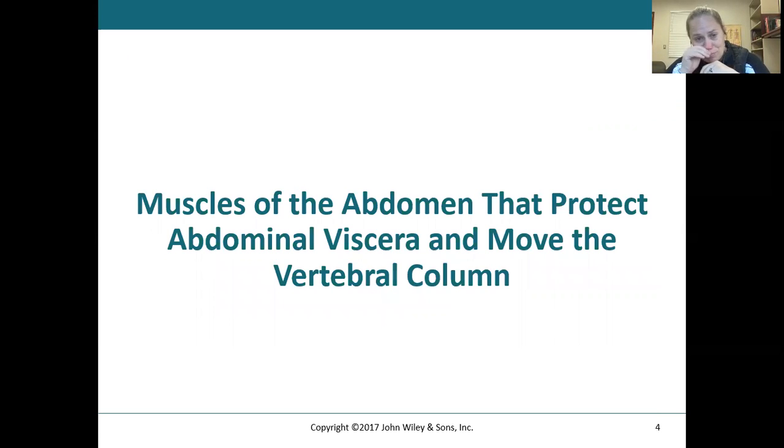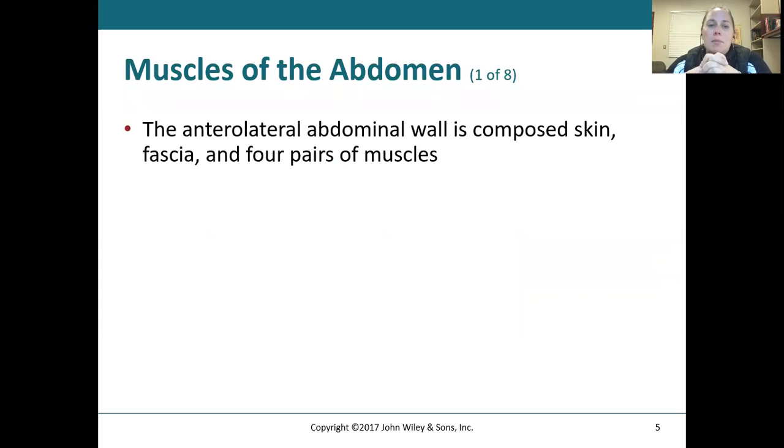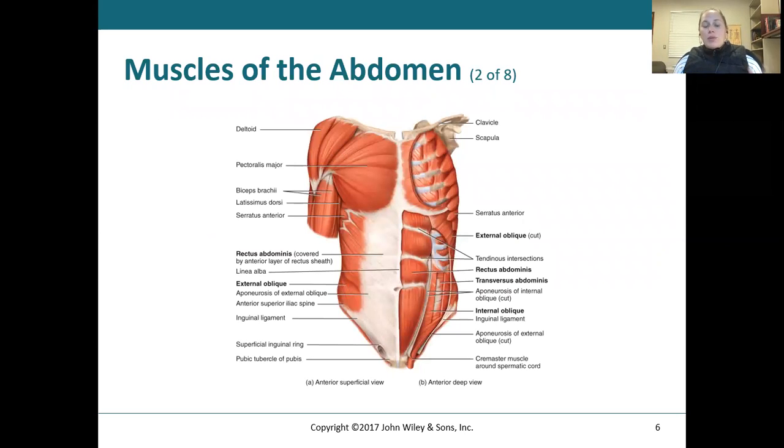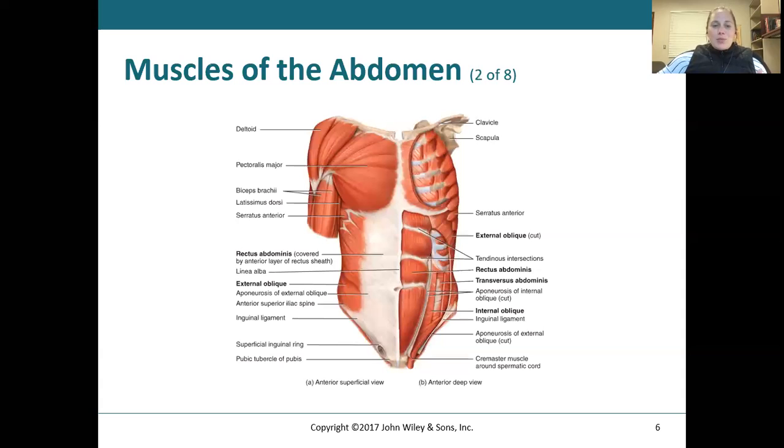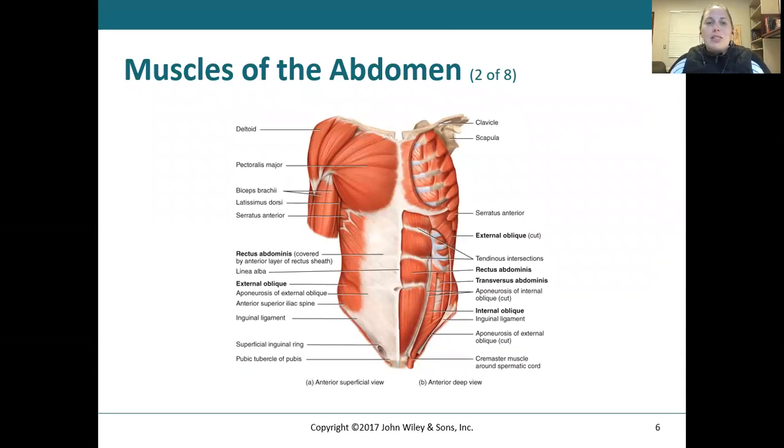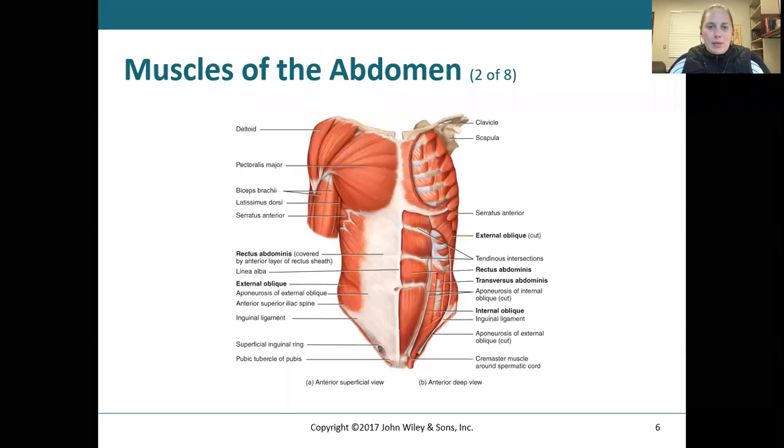Okay, so muscles of the abdomen that protect the abdominal viscera and move the vertebral column. We have the anterolateral abdominal walls composed of skin, fascia, and 4 pairs of muscles. These are all muscles located within the abdomen that are very important for protection and movement of that region. If we look at the muscles of the abdomen, this is a nice, wonderful picture because it doesn't make everything seem too intimidating, right? So let's start circling the big muscle groups that you'll definitely need to know.